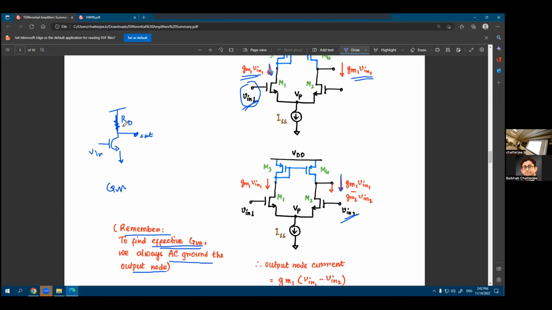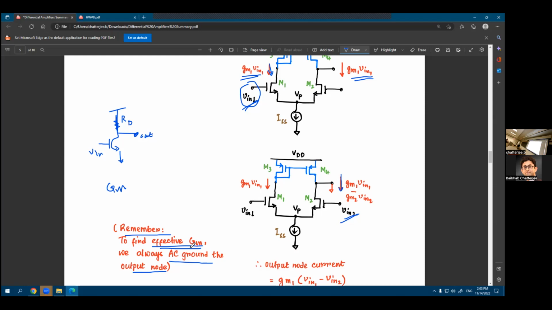And why is that? Because you don't want to have any effect of your output load on the effective GM. You consider the effect of the output load when you are finding the R out. So you separate those two out. First, you find GM, and GM is not a function of your output load. GM is just the transistor's property that you are creating an output current because of an input voltage. Because this is a transistor's property, you don't want to be affected by the output load. That's why you disconnect the output load, connect an AC ground to that point, and then find the effective GM.